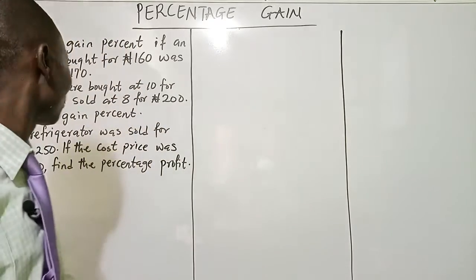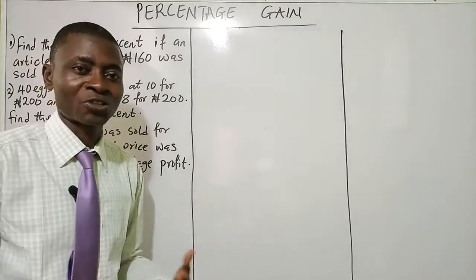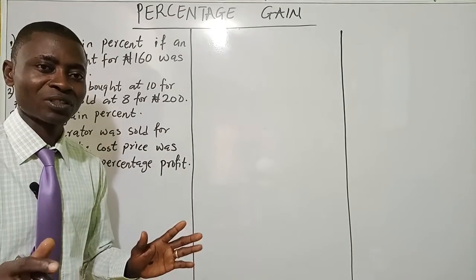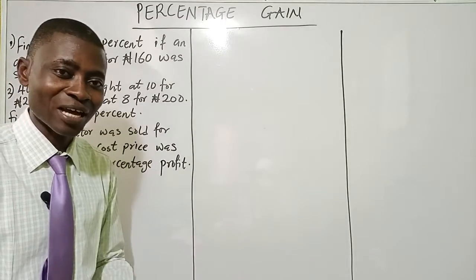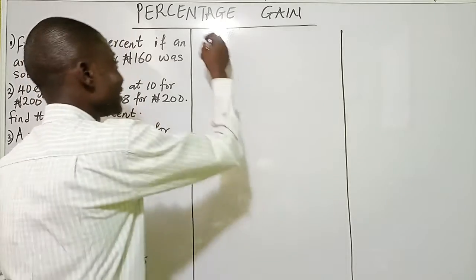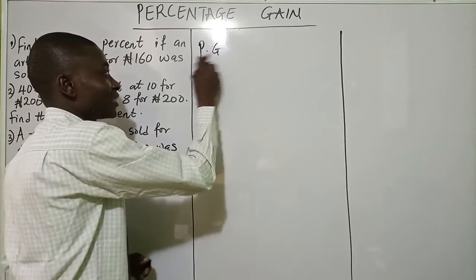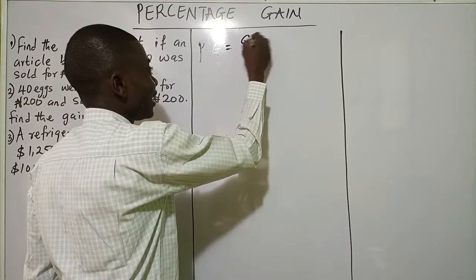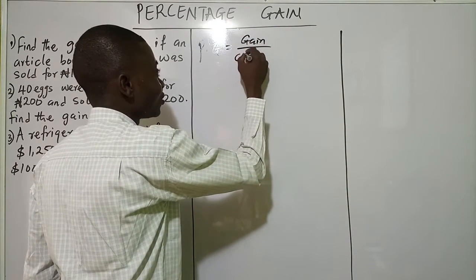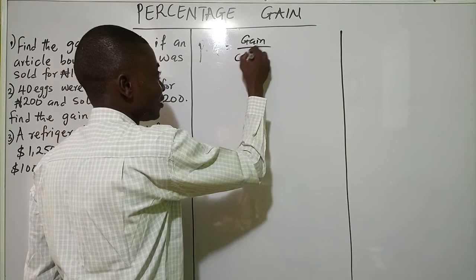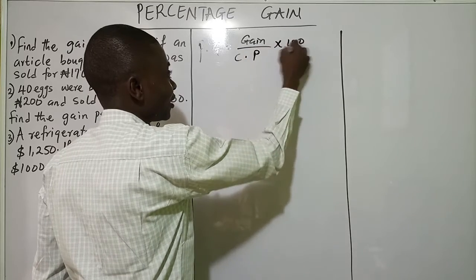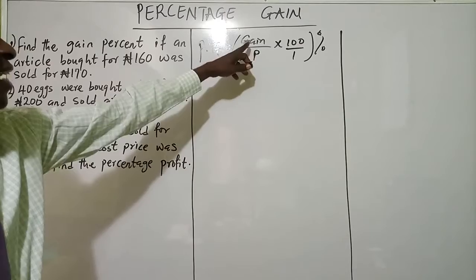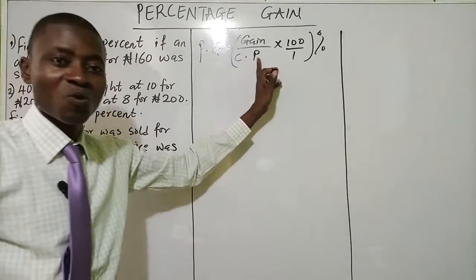And so we have three questions on the board that we'll be using today to demonstrate how we can calculate percentage gain. But first and foremost, percentage gain has its own formula. And what is that formula? Percentage gain, or percentage profit, is equal to gain over cost price, times 100 over 1.